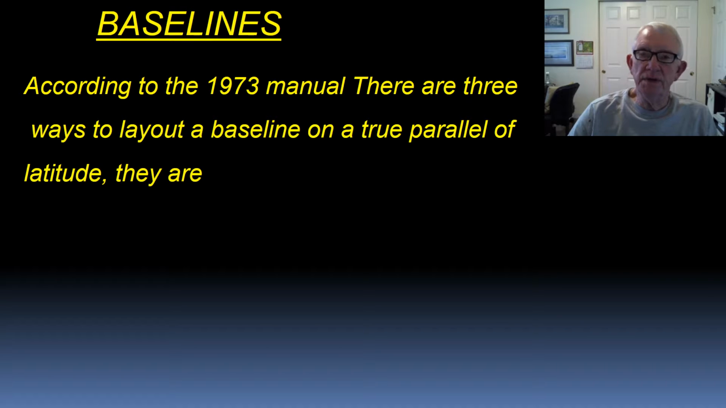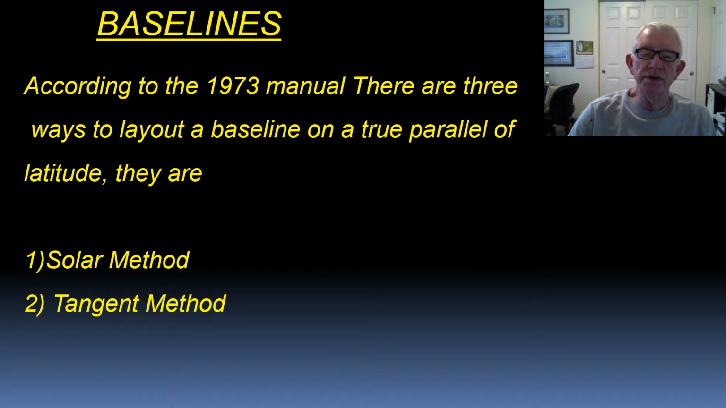Now, these baselines, because they're lines of latitude, had to be surveyed in a certain way. The 73 manual had three ways of laying out these parallels of latitude. The first one was called the solar method. The second one was called the tangent method. And the third one was called the secant method. We're going to stop this lecture here, but in our next lecture, we're going to talk about how you use each one of these methods to lay out these baselines, or these true lines of latitude.